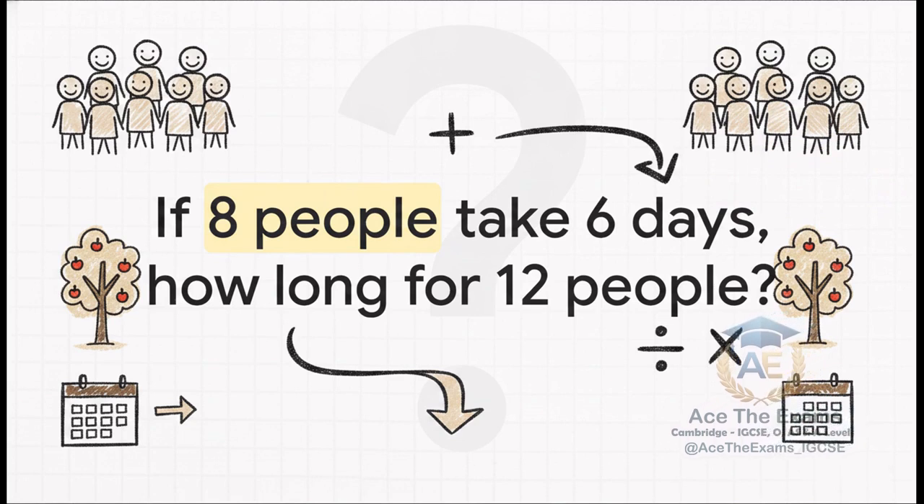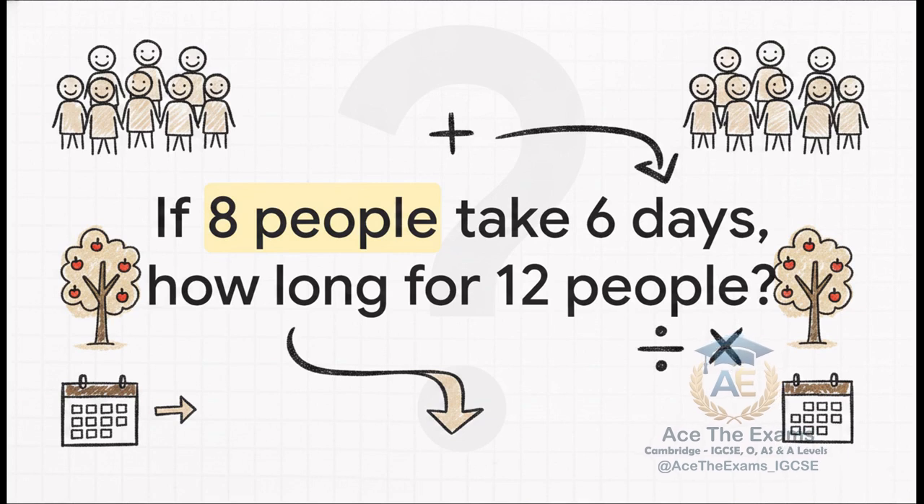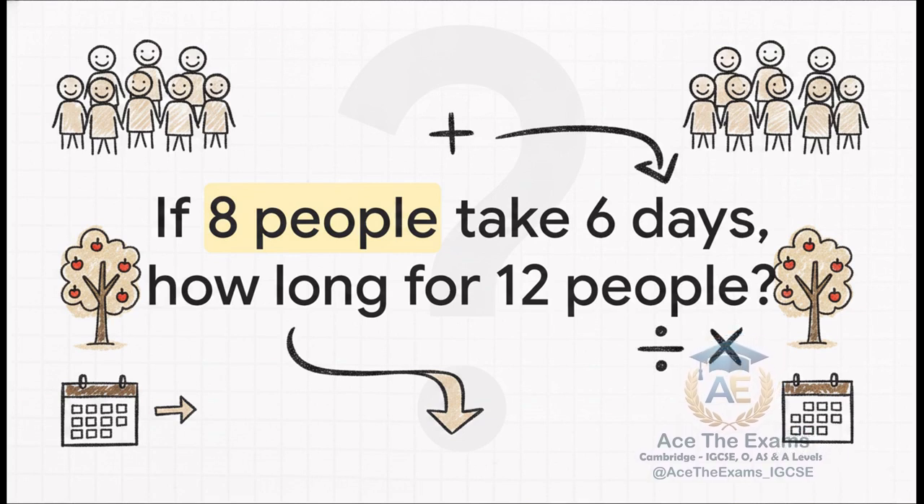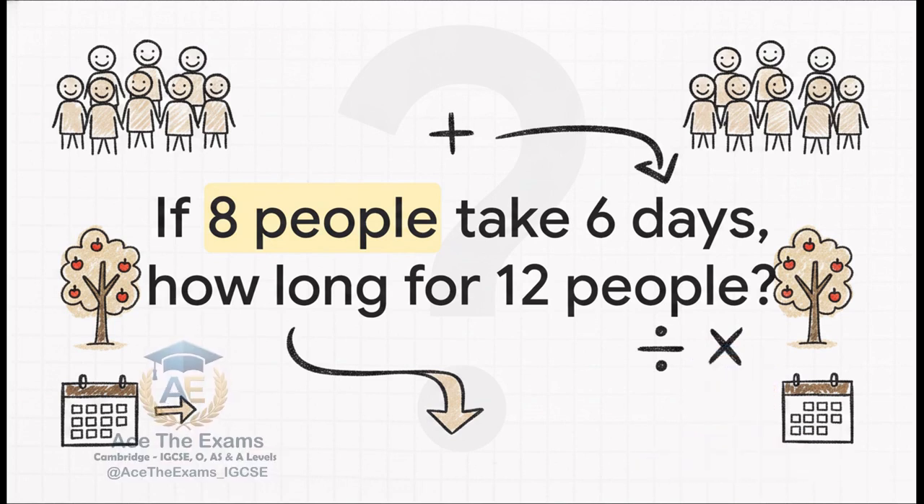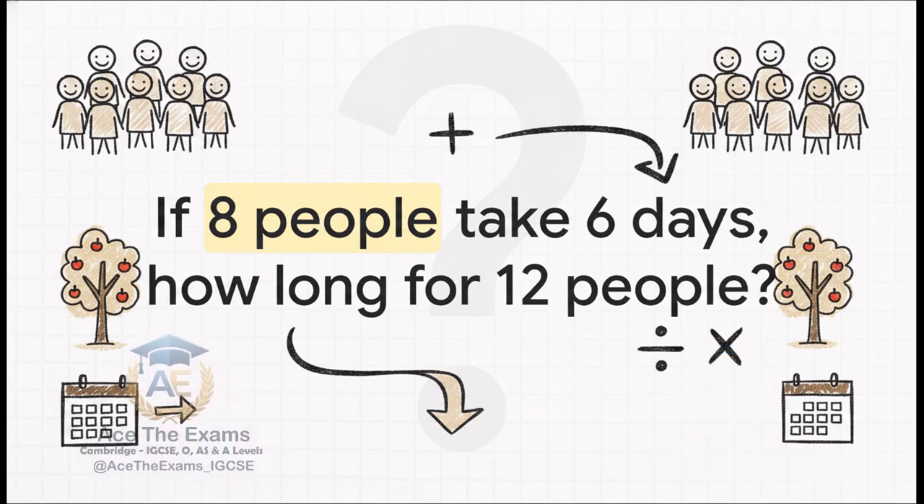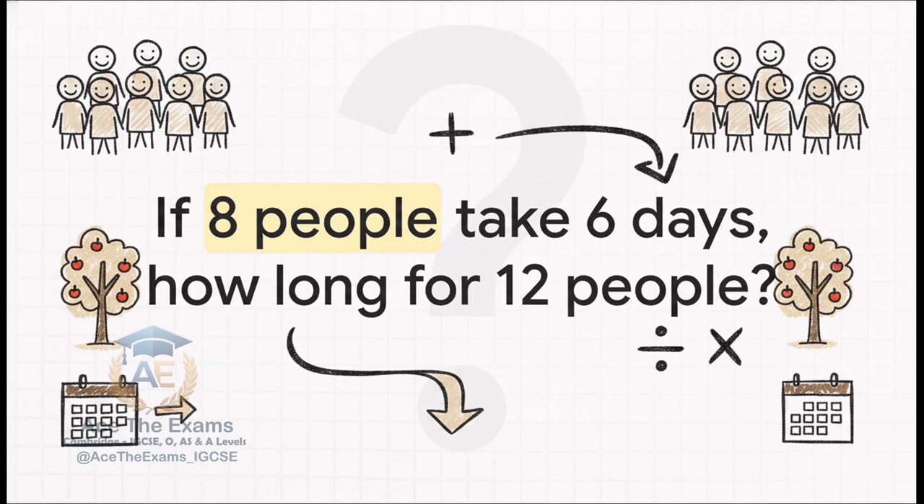And the math to solve this is brilliant. If 8 people take 6 days, imagine just one poor person doing it all by themselves. It would take them 48 days. That's just 6 multiplied by 8. So if we now have an army of 12 people, we take those 48 total days of work and divide them by 12. That gives us exactly 4 days.